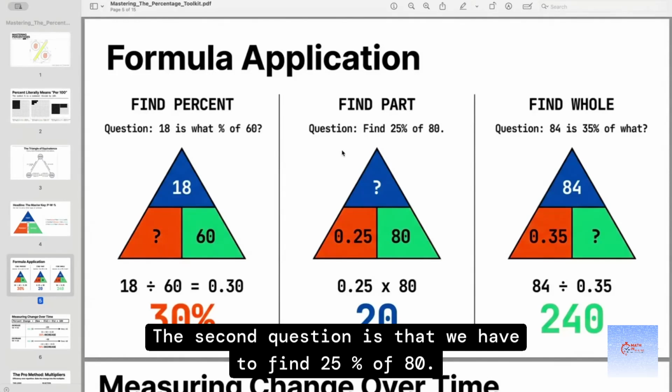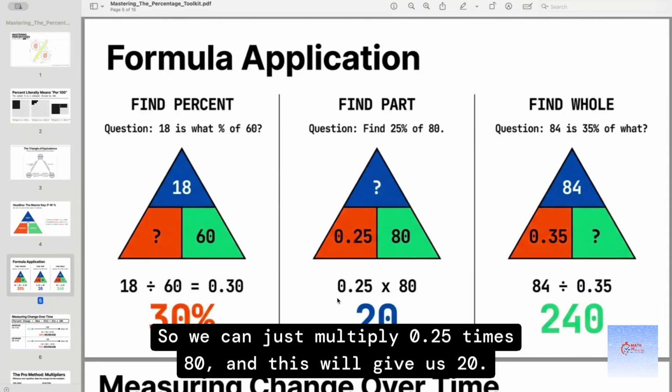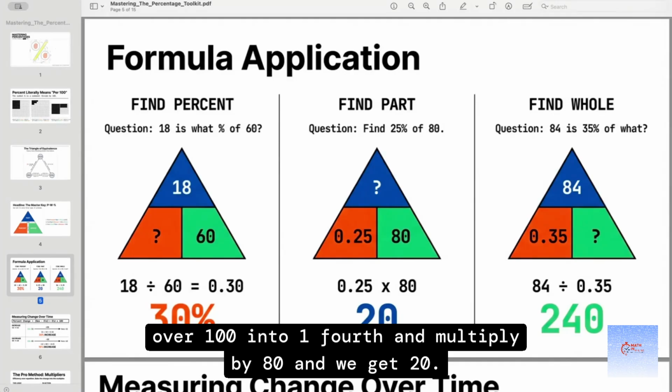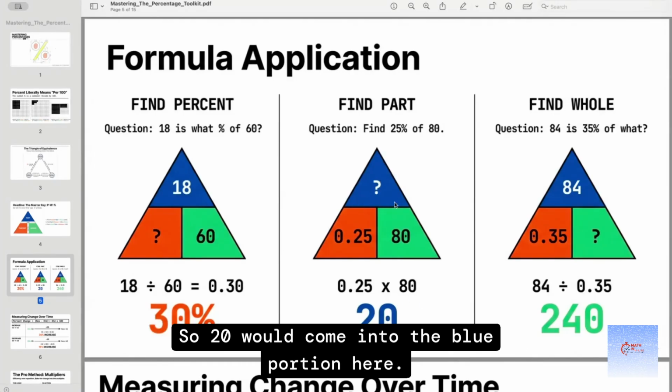The second question is that we have to find 25% of 80. So we can just multiply 0.25 times 80 and this will give us 20. Another easy way to find this out quicker is that we can simplify 25 over 100 into 1/4 and multiply by 80, and we get 20. So 20 would come into the blue portion here.